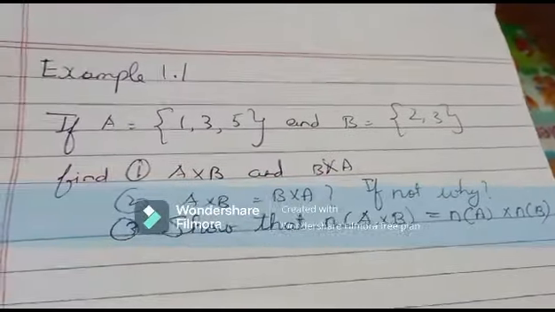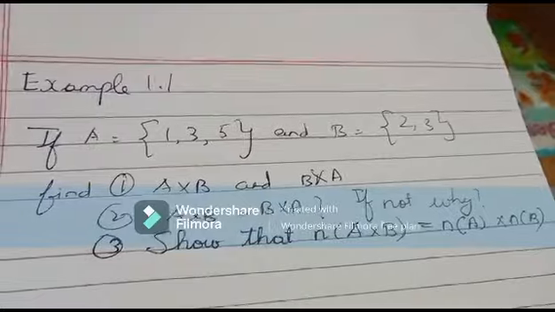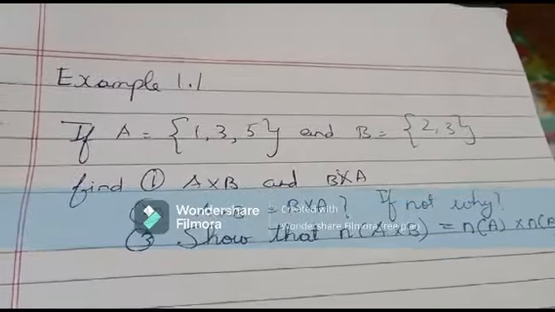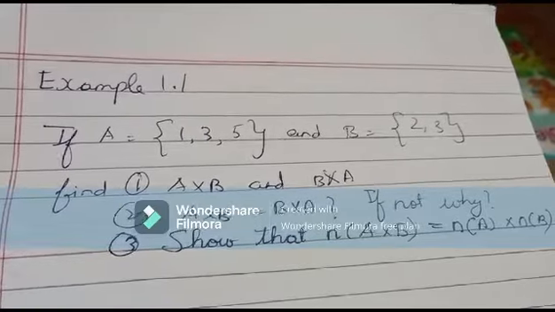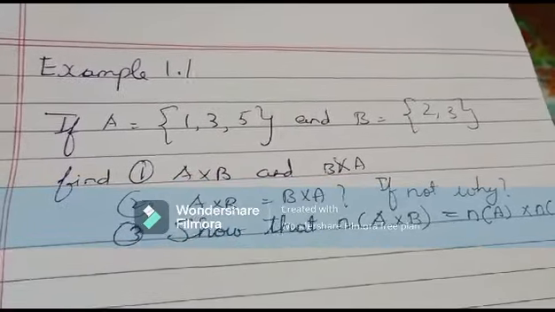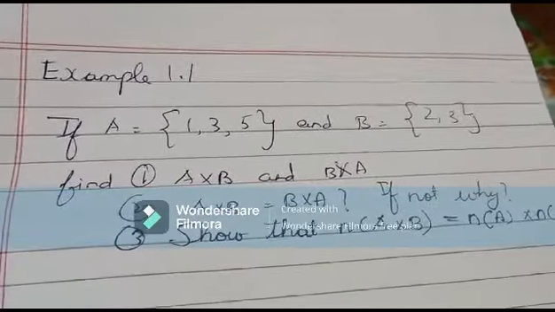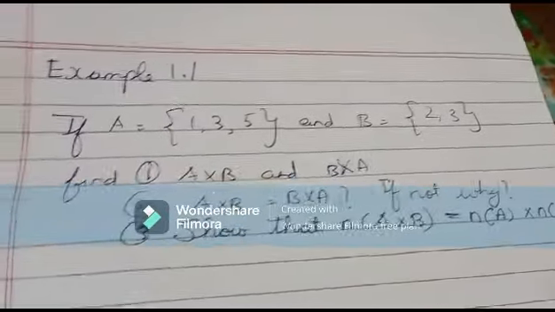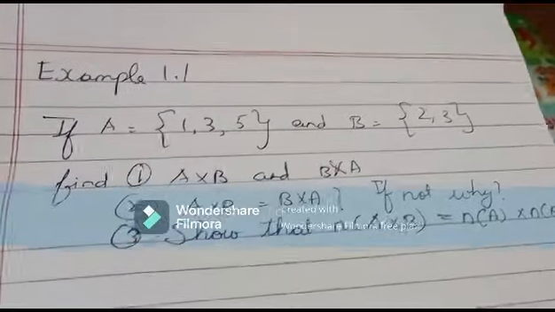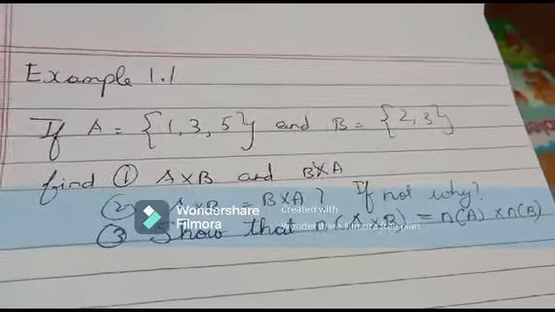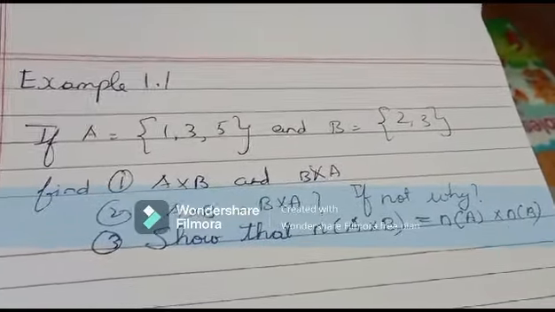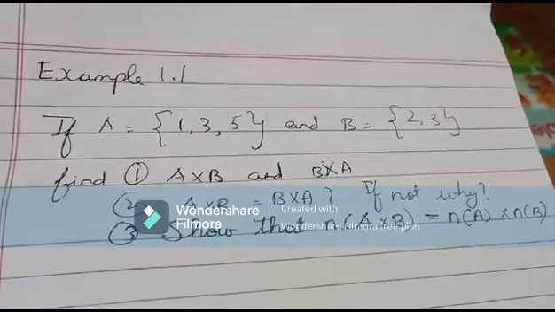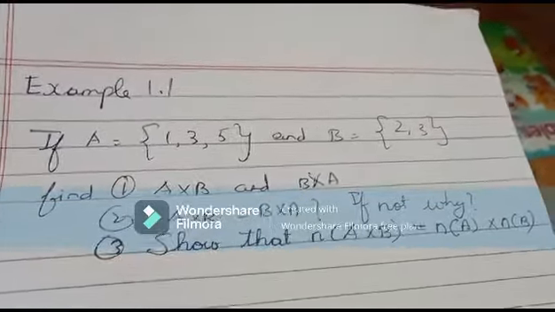And the third one is show that n of A cross B is equal to n of A cross n of B. So we have to find separately n of A cross B, and then find separately n of A and n of B, and do the product, and then we can prove that n of A cross B is equal to n of A times n of B. Okay, so now I will move on to the answers. I will show you how to do this problem.